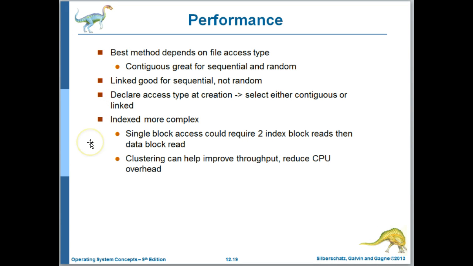Index can be a little more complicated, as you remember from our discussion of paging. We have to worry about effective memory access because of having to read a page table entry before getting to the actual memory access. Indexed allocation has a similar issue. A two-level index could require two index block reads and then the data block read, and of course more than likely the operating system would make use of caching techniques to try to keep index blocks in memory.